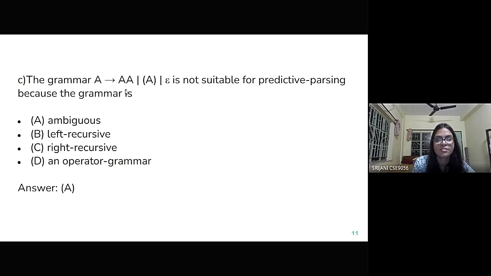Now, the grammar A derives AA, that is, A epsilon, is not suitable for predictive parsing because the grammar is, and there are four options given: ambiguous, left recursive, right recursive, or an operator grammar. Now, we can see this given grammar has infinite parse trees for the string epsilon. So the grammar is ambiguous, and also A derives AA is left recursive. Now we know that in predictive parsing, grammar should be free from ambiguity, left recursion, and left factoring. This given grammar contains both ambiguity and left recursion, but because we consider the ambiguity of a grammar first, the ambiguity carries more weight in comparison to left recursion. So here the answer to the question is ambiguous.